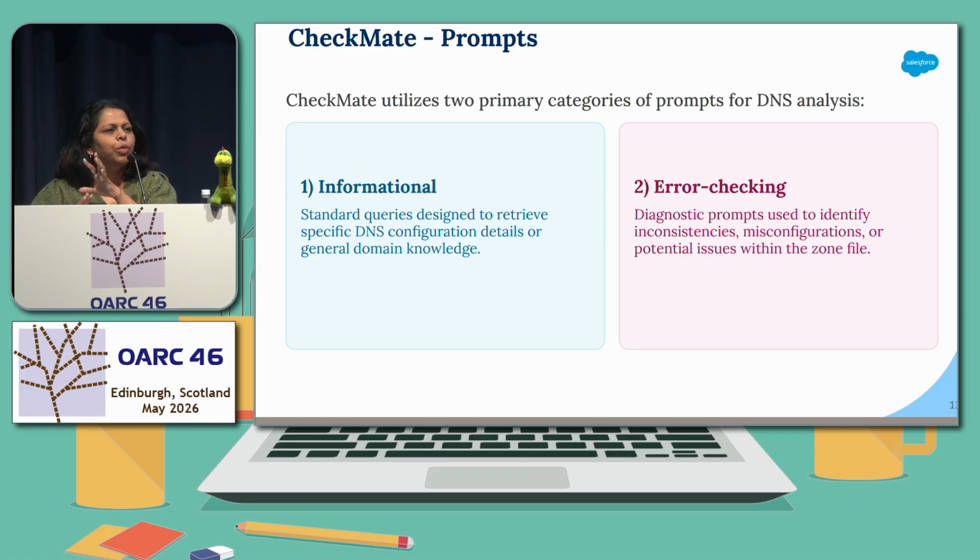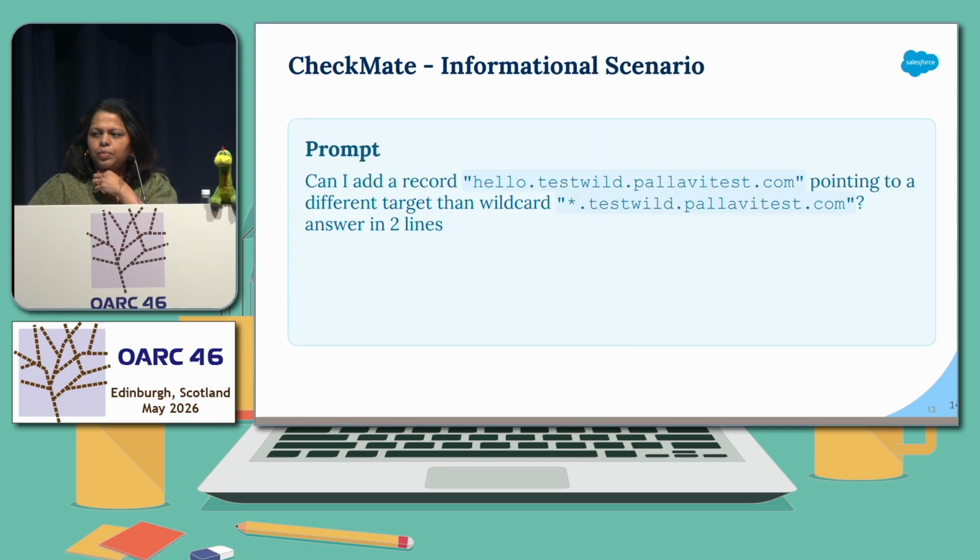So for this demo, I'm going to use two types of prompts: informational prompt and error checking prompt. This is an example of an informational prompt, and all of these examples that I have here are real questions that we as a DNS team have been asked by other service owners. This is not anything made up. They might ask questions like, hey, can I add a specific record? Will it resolve to something that is different from the wildcard record that is there in the zone?